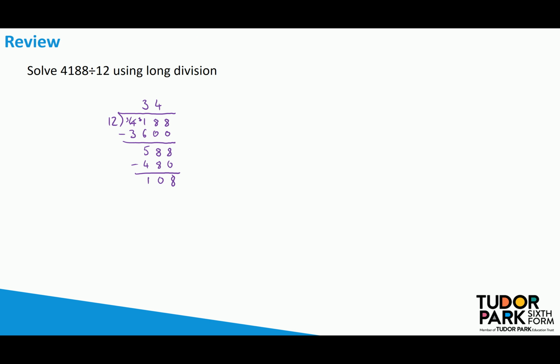12 into 108 goes 9 times. Multiply 12 by 9 is going to give me 108. Subtract that, and I see I've got no remainder. So the answer to this question is 349.